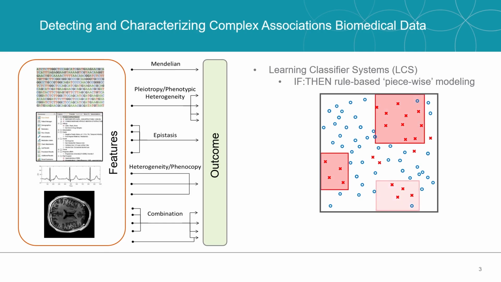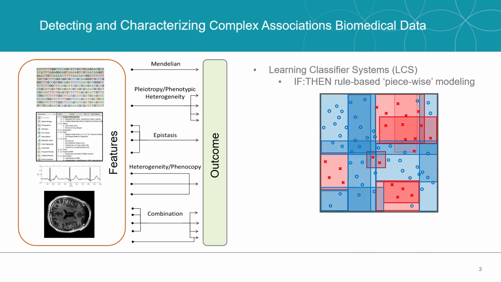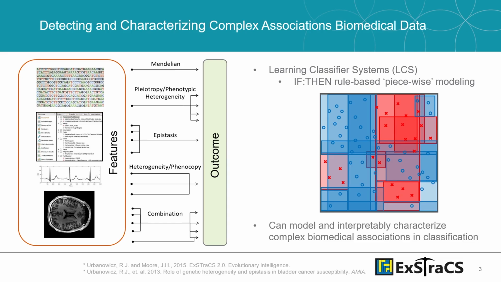Learning classifier systems discover rules that cover parts of the problem space, ideally as accurately as possible, with the if part of the rule determining the region of the problem space that the rule applies to, and the then part of the rule determining what class prediction will be made. We've shown in previous work that these systems can model and interpretably characterize complex biomedical associations in classification problems.